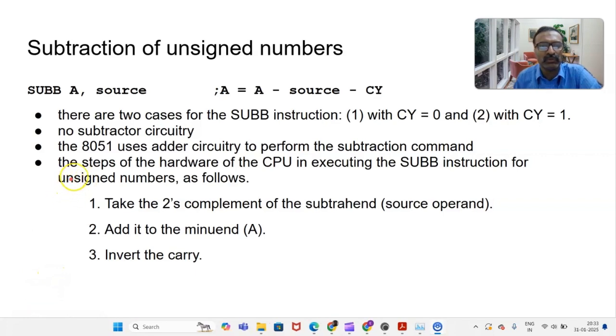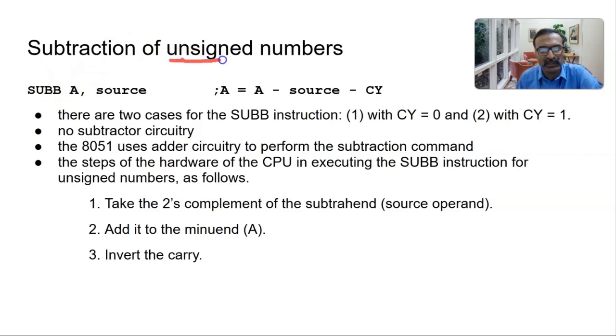See, now we will see the instruction for subtraction, and this is subtraction of unsigned numbers. I told you, these are just positive numbers. Sign is given for negative numbers. So it is not signed numbers, unsigned numbers. So it is just positive numbers. Now what is the instruction for subtraction?